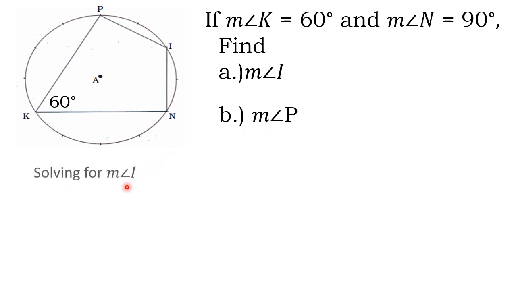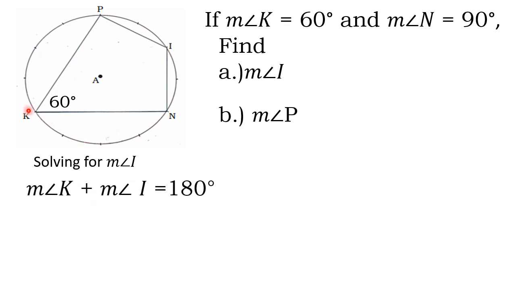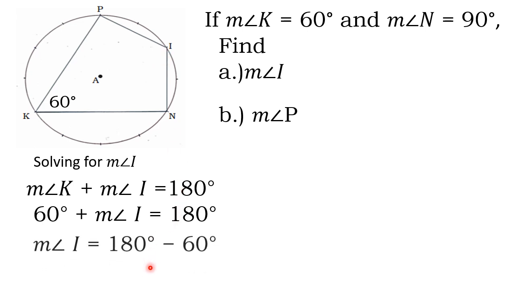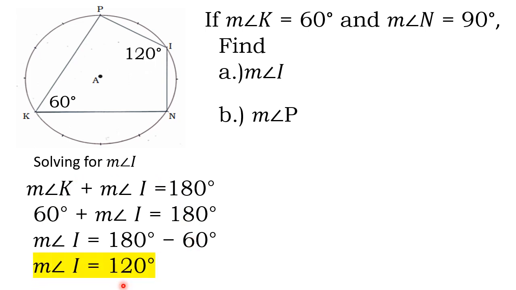So to solve for measure of angle I using the fourth theorem that the sum of the opposite angles in a quadrilateral is equal to 180 degrees because they are supplementary, then we have to substitute. Angle K is already given, which is 60 degrees. So therefore, the measure of angle I is 180, transpose 60 degrees to the other side of the equation. So we have 120 degrees. So measure of angle I is 120 degrees. Once we add the two, their sum is 180 degrees.